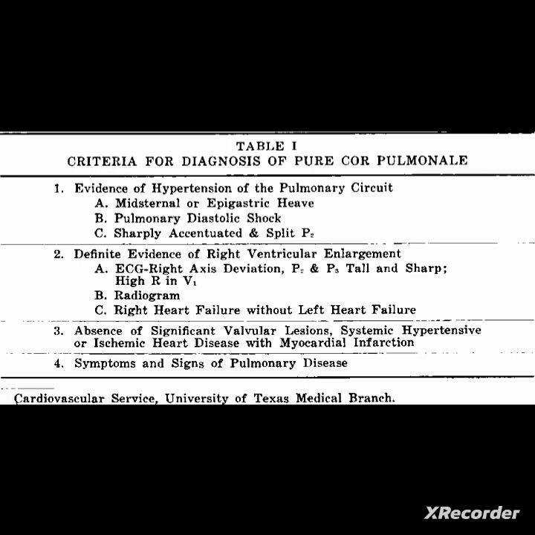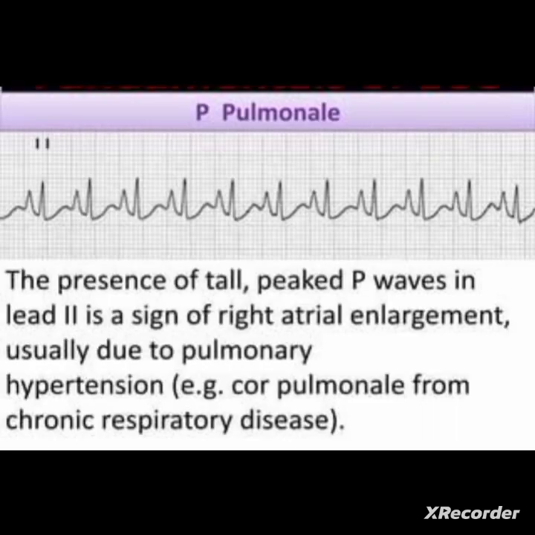Okay, so then mid-sternal or epigastric heave. All these features suggest that the patient has cor pulmonale. The presence of tall peaked P waves in lead 2 is a sign of right atrial enlargement, usually due to pulmonary hypertension. So, cor pulmonale can be diagnosed by ECG.